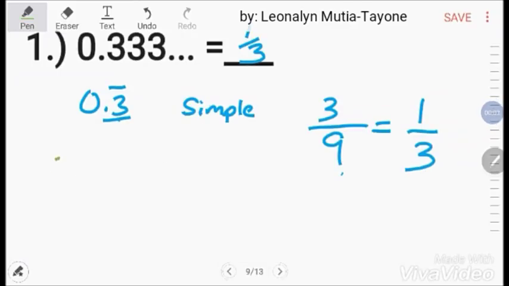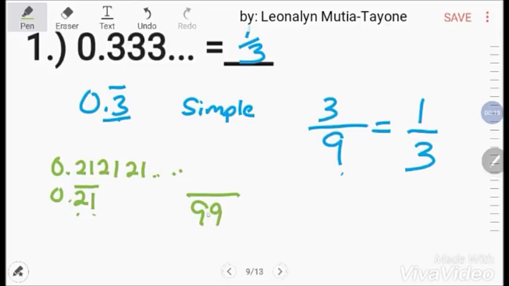Another example. 21, 21, 21... or 0.21 tapos isang bar dyan. Ibig sabihin, non-terminating na 0.21. Convert mo into fraction, dalawa sila, so, 99. At kopyahin lang itong nasa taas. Yung 21 without the decimal, that is 21. So, ang 0.21 na non-terminating ay equivalent ng 21 over 99.